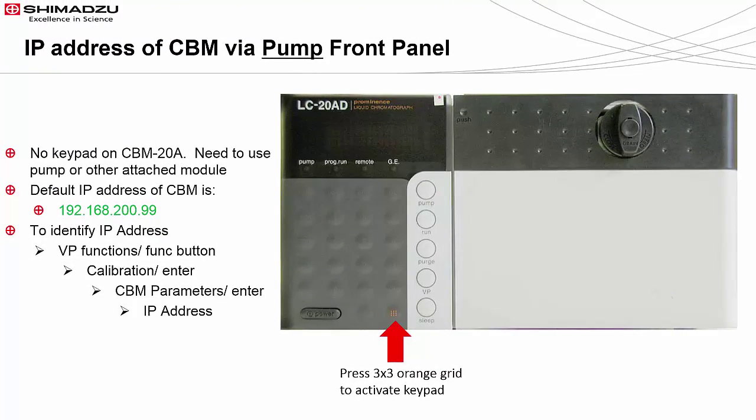To determine or change your CBM's IP address, you will need to press the VP button repeatedly until you display calibration. Press the function button, then enter the password 05 times, and then press the enter button. Press the function button repeatedly until CBM parameters is displayed, then press the enter button. Press the function button repeatedly until IP address is displayed. You can then manually change your CBM's IP address here. You will need to power cycle your CBM in order for the change to take effect.